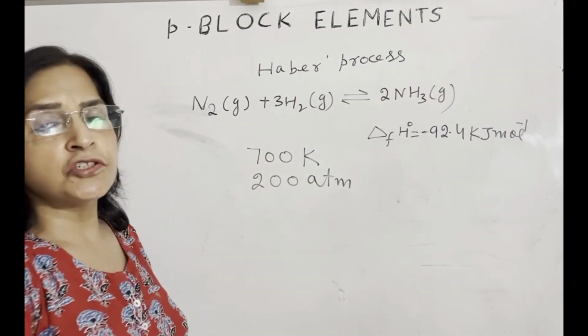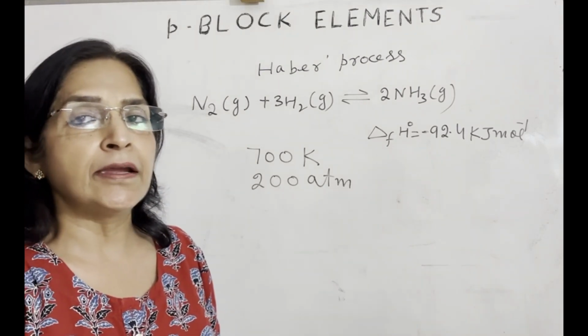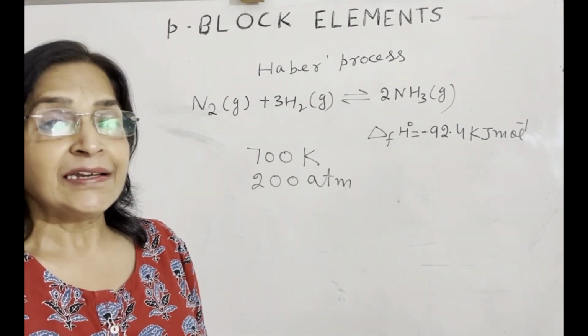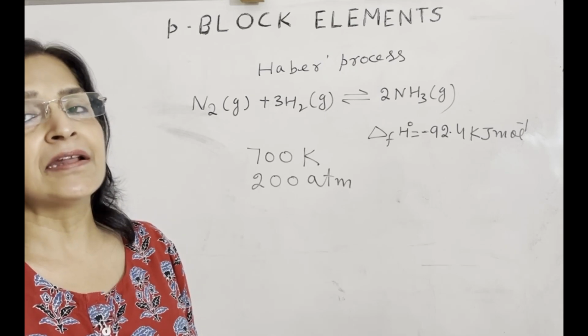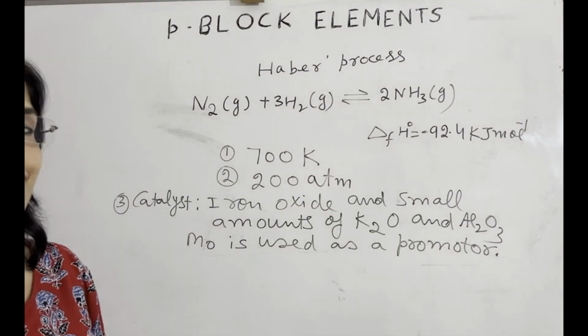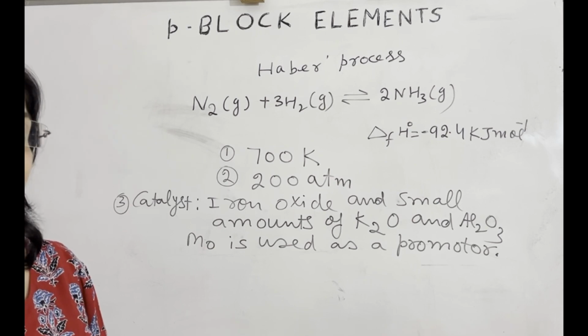Besides these two conditions, one more condition should be applied, and that is use of catalyst. Catalyst will help to increase the rate of the reaction. These three conditions should be applied to produce more and more amount of ammonia.